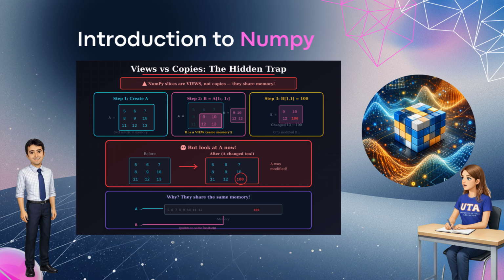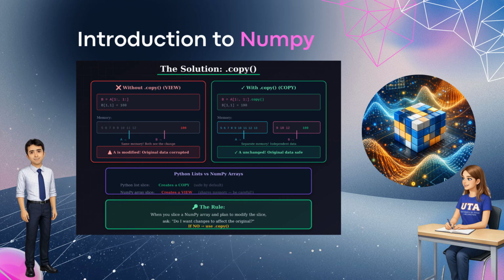Now, how do we avoid that? Use .copy to create an independent copy. Watch this. I write B = A[1:, 1:].copy(). That .copy() at the end tells Numpy, actually, I do want you to create a fresh copy of this data. Give B its own separate chunk of memory. Now if I write B[1, 1] = 100, only B changes. A stays exactly the same because they're no longer sharing memory.